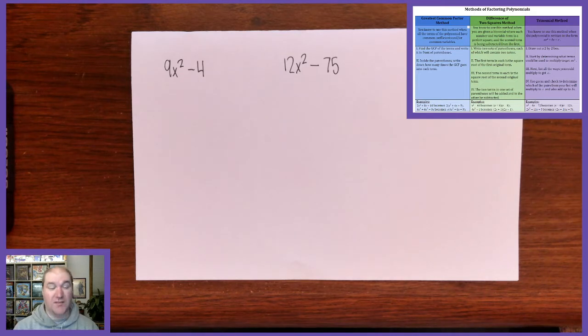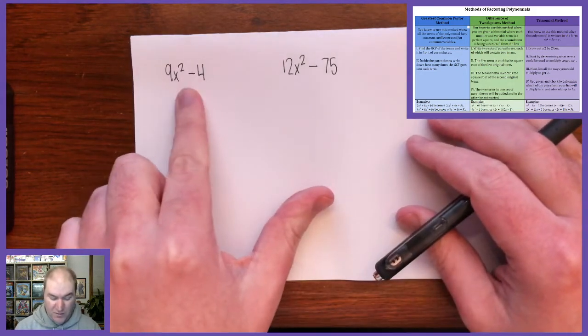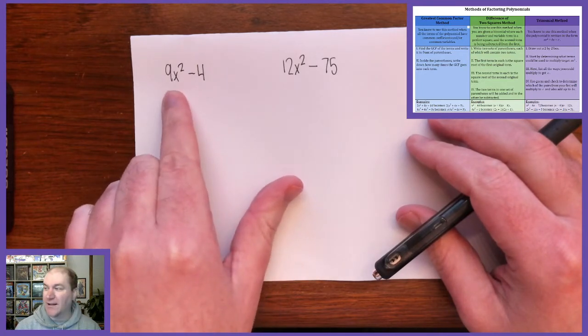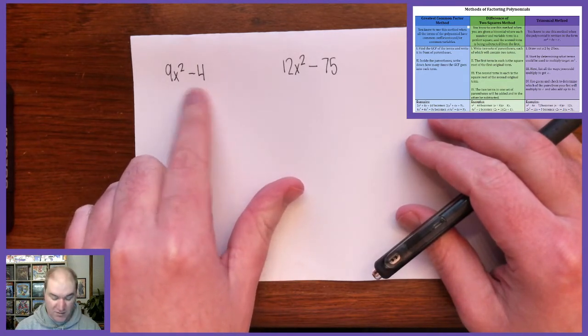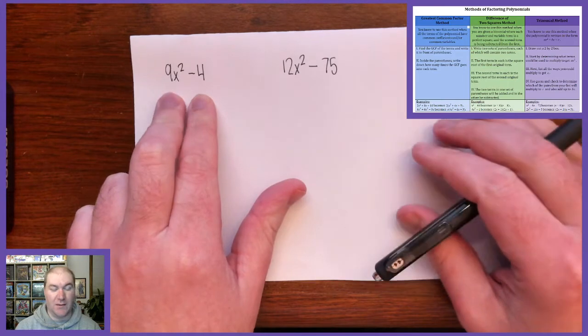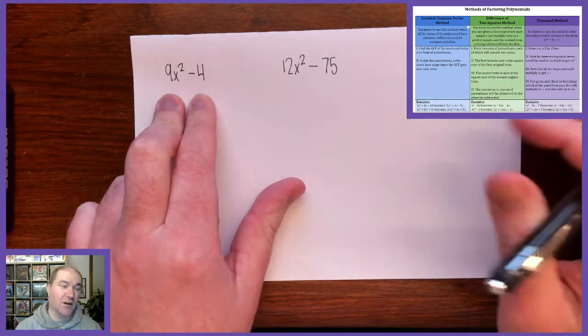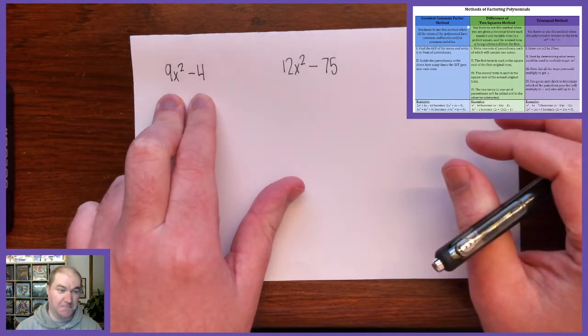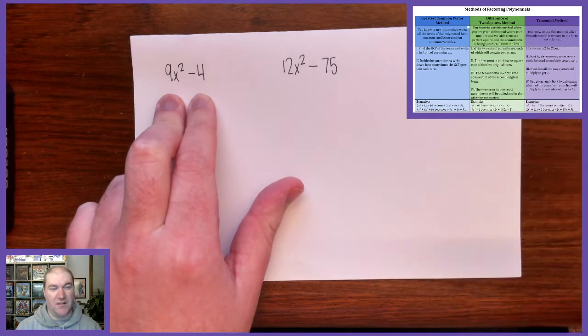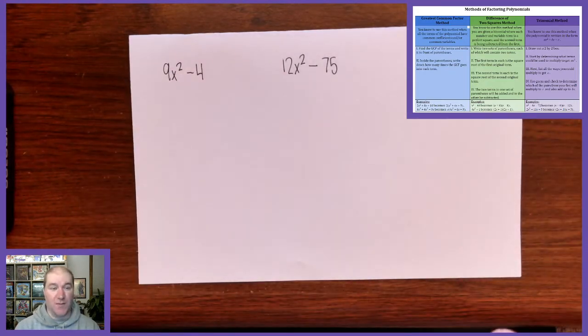The first method is the greatest common factor method. You'll know to use this when everything involved in the polynomial has a greatest common factor. For this example here, there's no number or letter that I can factor out of both of these terms, right? So there is no greatest common factor here. I can't use the greatest common factor method on this one. So then we jump to the next method, the difference of two squares method.